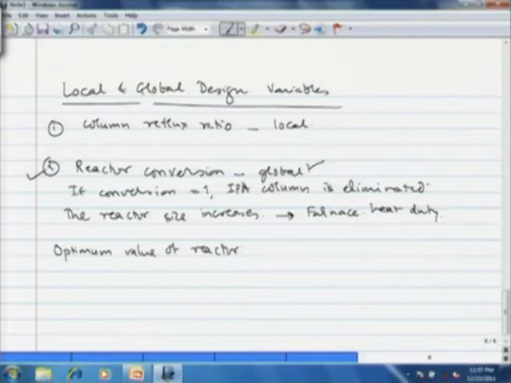If reactor conversion becomes 1, the IPA column is eliminated, the recycle loop is eliminated, and all the costs corresponding to recycle loops are eliminated. However, we will need a reactor of enormous size to approach conversion equal to 1. That will also increase the furnace heat duty. So, somehow we have to have a trade-off, and that trade-off will give us the optimum value of the reactor conversion, and this value will be based on the cost of all the components in the recycle loop.